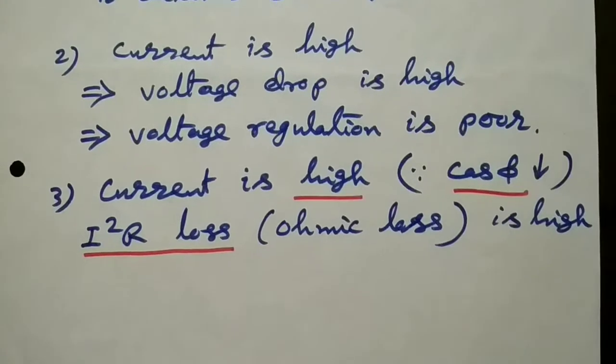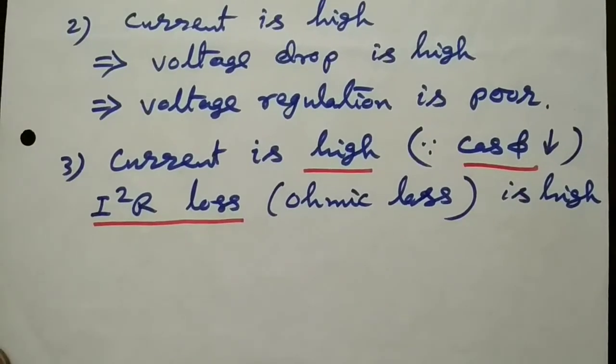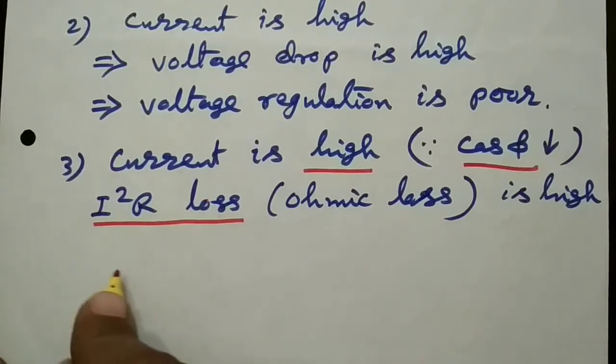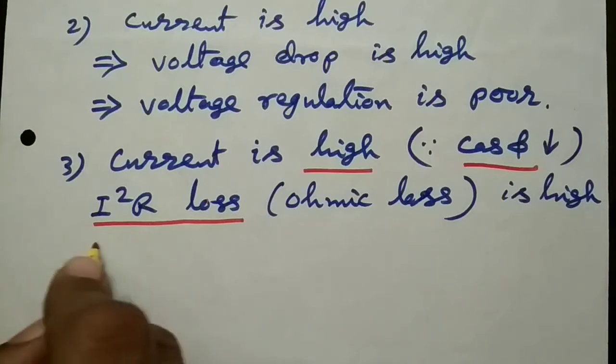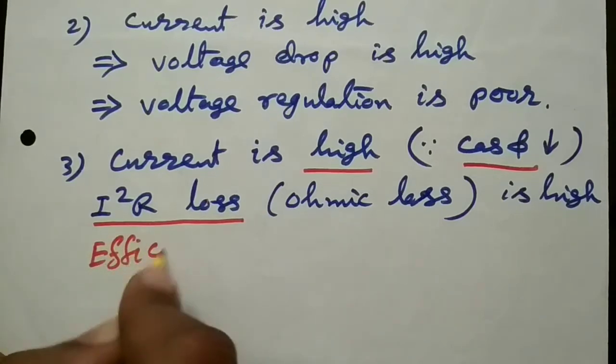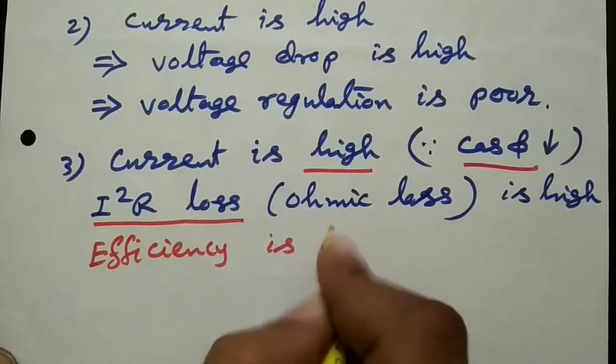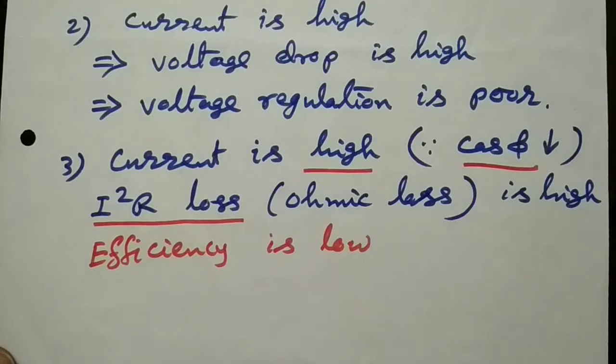So if the I square R loss is more, that means the losses are increasing, therefore the output power will be less, and finally the efficiency of the system will also be low. So if the power factor is low, the current will be high, and if the current is high, the losses will be more. If the losses are more, then the output will be less, and so the efficiency is also less.